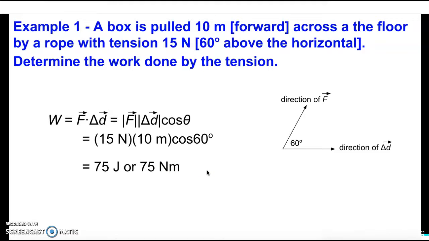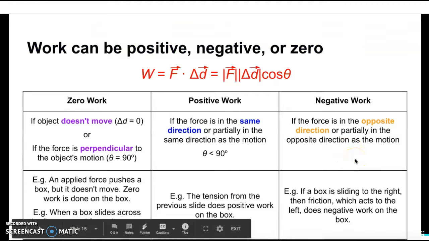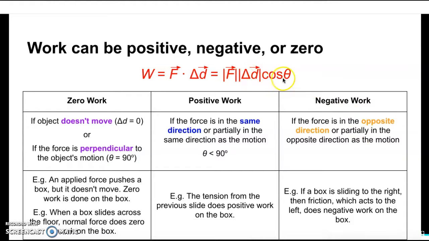But this lesson, I actually don't want to focus on the calculations just yet. I want to focus on the sign of work. So when you use this formula, after enough examples, you'll see that sometimes the answer is positive, sometimes the answer is negative, and sometimes the answer is 0. Now, I actually want you to be able to predict which of those three it's going to be before you even plug in any numbers. Okay, and I made this table to try to help you do that.